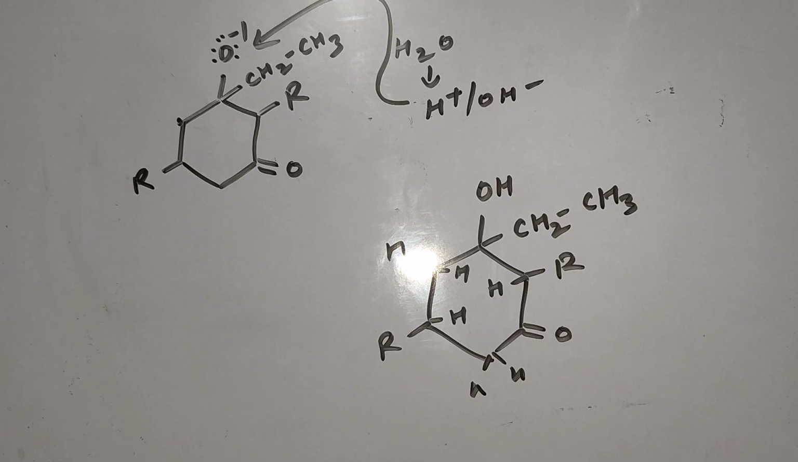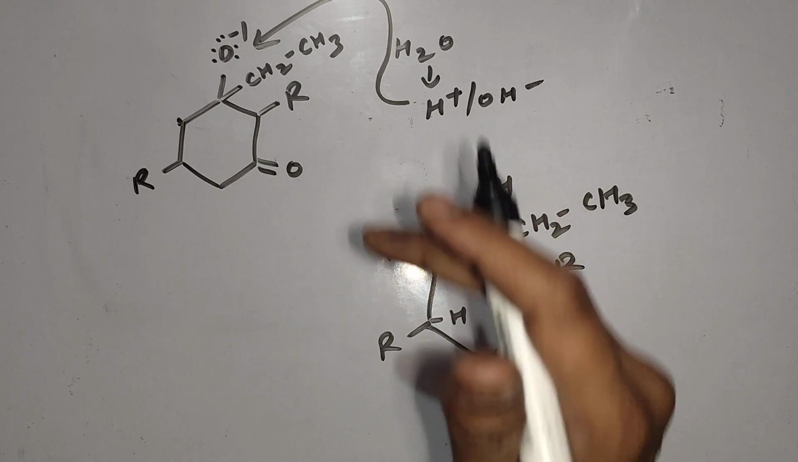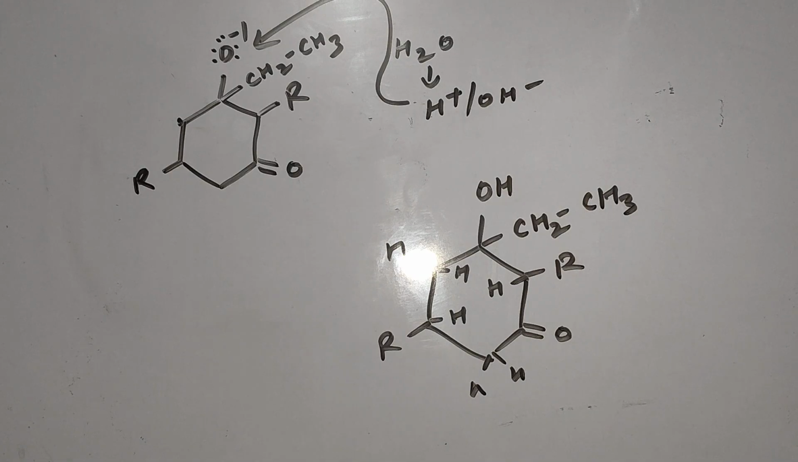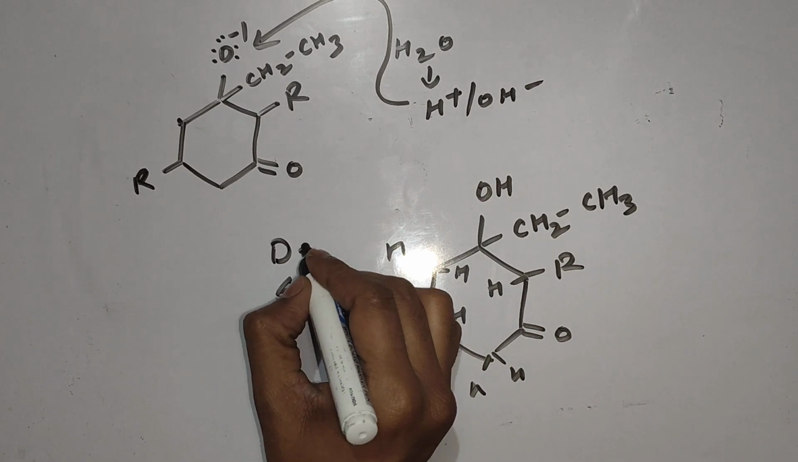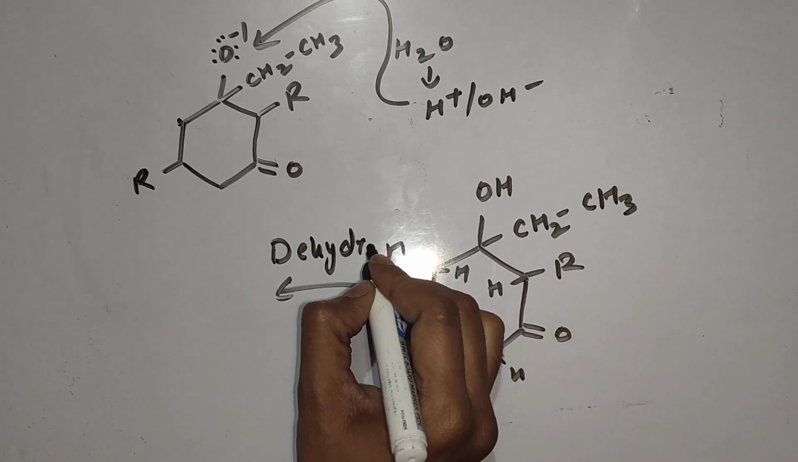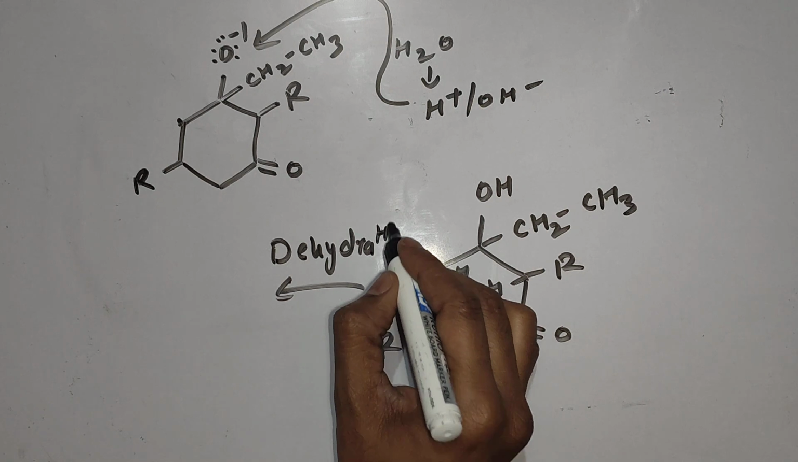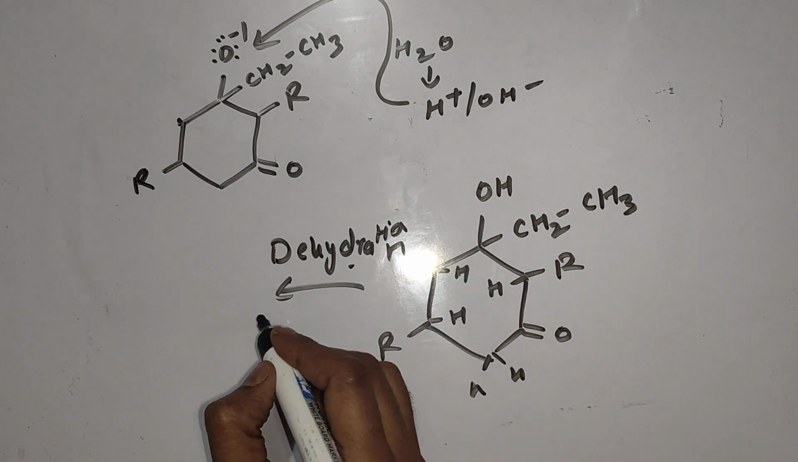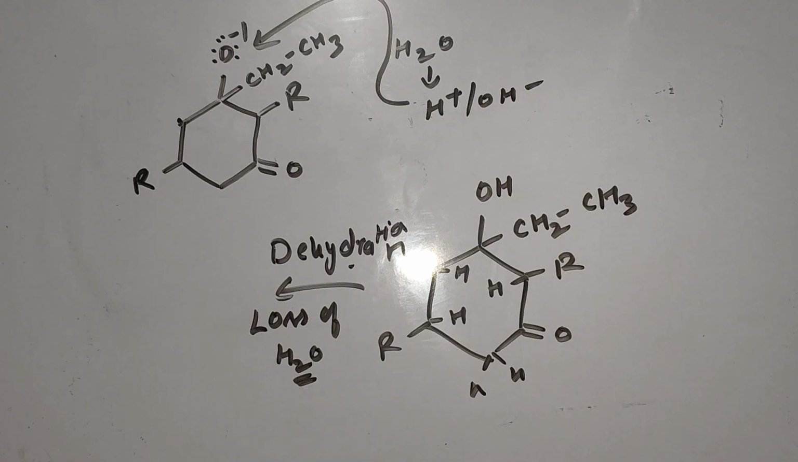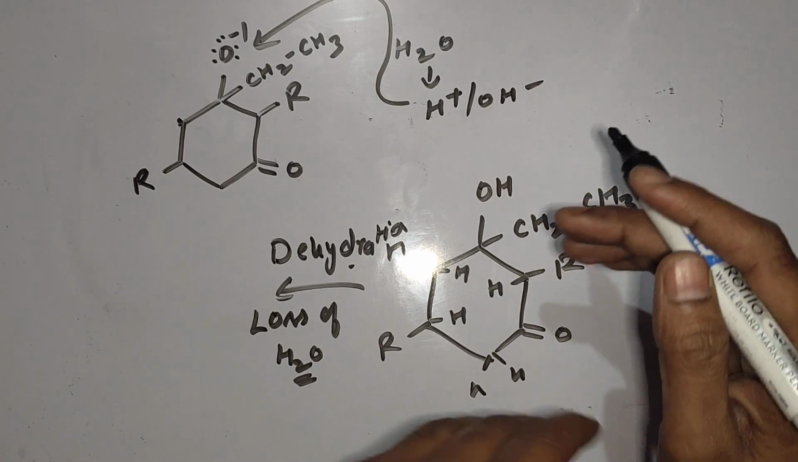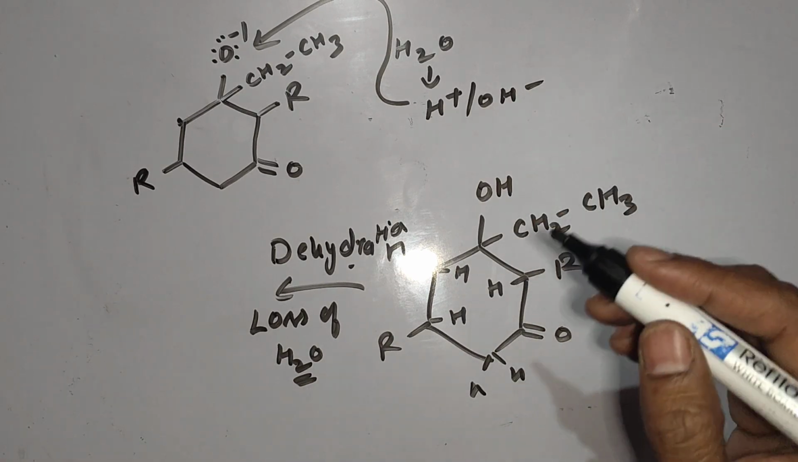Now the final step of the reaction. Watch carefully. Two steps we have done, Michael addition and intramolecular aldol condensation. And the last step is dehydration. This is the third step which will complete the reaction. Dehydration means loss of H2O. Look what will happen and from where you have to lose H2O.